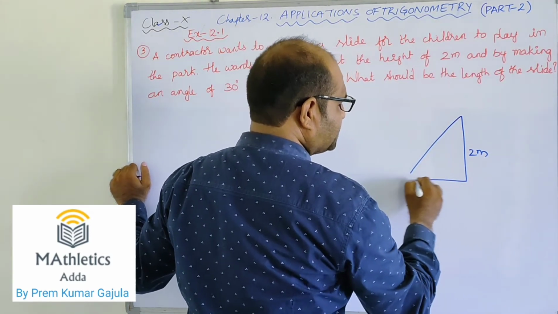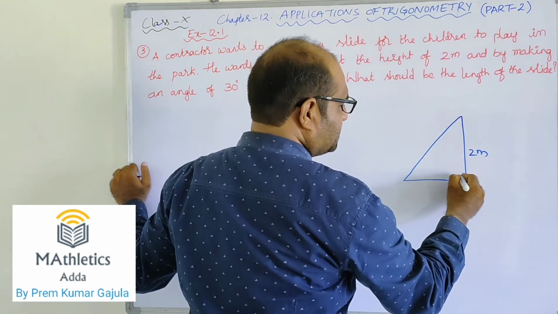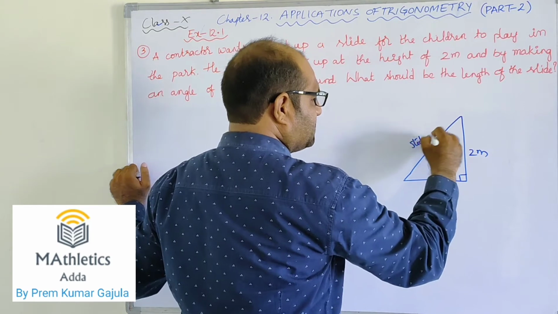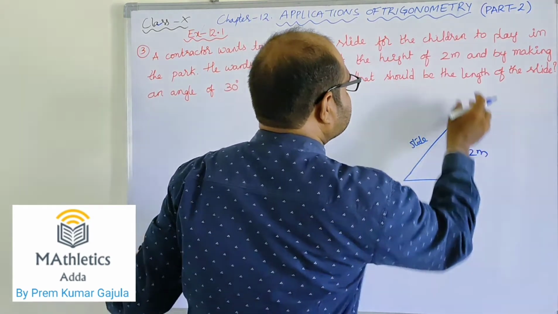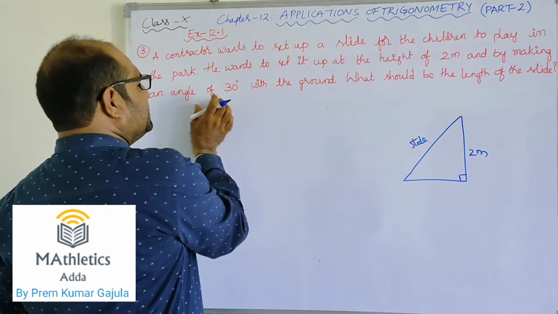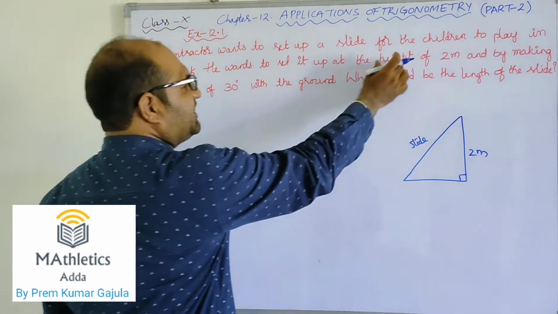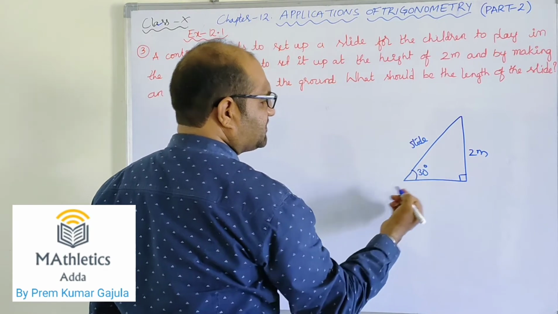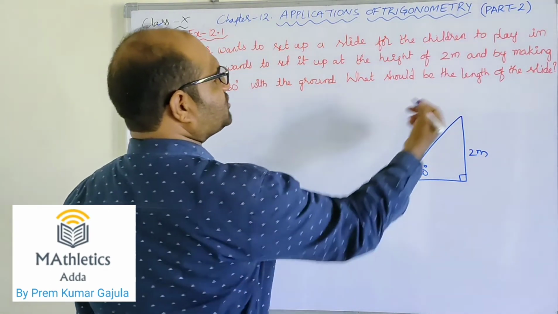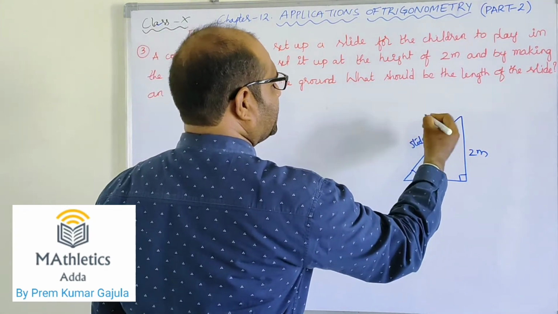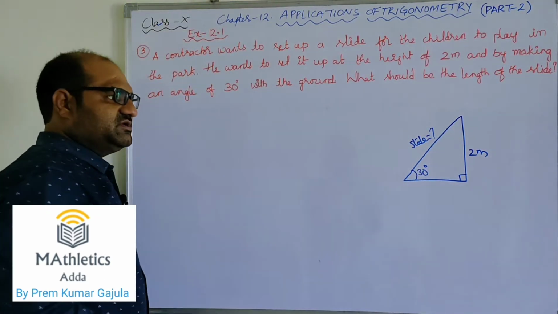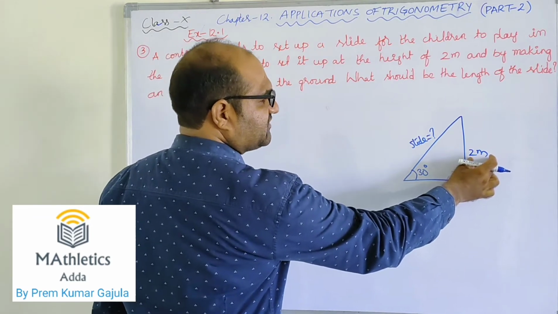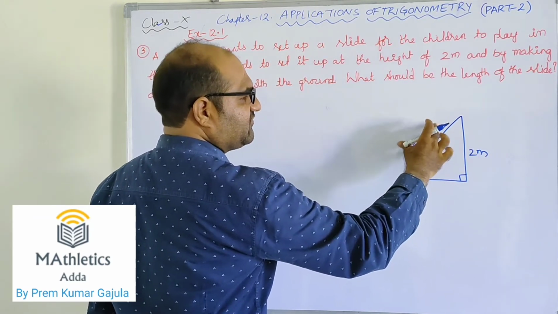Now this is the height, which means obviously this will be the ground, okay? So this is the slide. This is the height which is given as 2 meters. And what is the angle? 30 degrees with the ground. The slide is making 30 degrees. This is the ground, so the slide makes 30 degrees with the ground. And what should be the length of the slide? We want to find the slide length. So here what do we have? 30 degrees in this right angle triangle, and the opposite side, 2 meters. So we have to find out this.